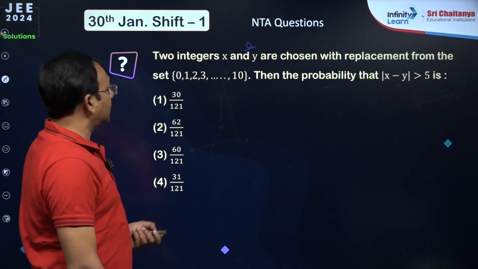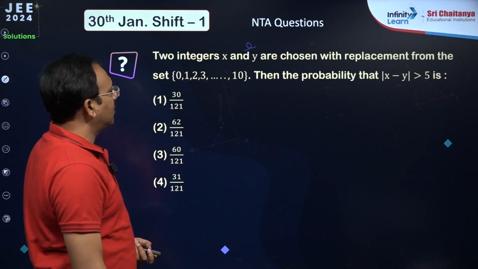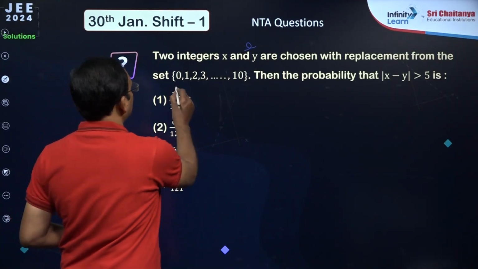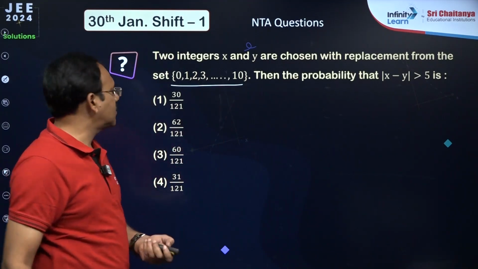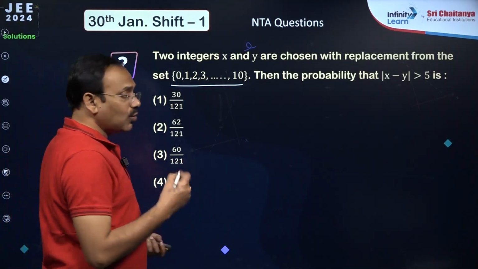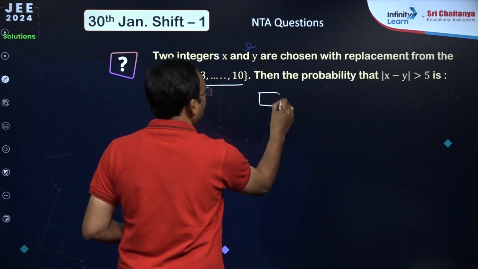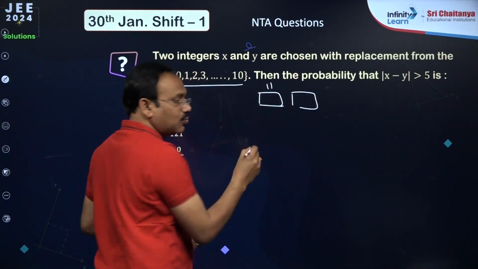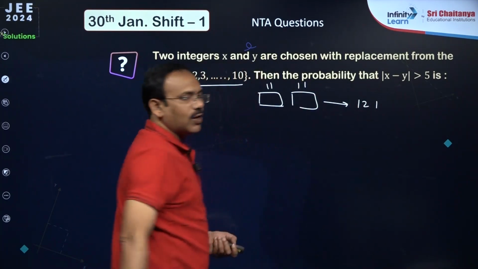Right, dear students? The next one, two integers x, y are chosen with replacement from this set 0 to 10. Then the probability that mod x minus y is greater than 5 is a standard question. With replacement means repetitions will be allowed. So totally how many ways can you take? Two numbers. First number can be taken in 11 ways, 0 to 10. Even second number also 11 ways. Total number of ways are 121.